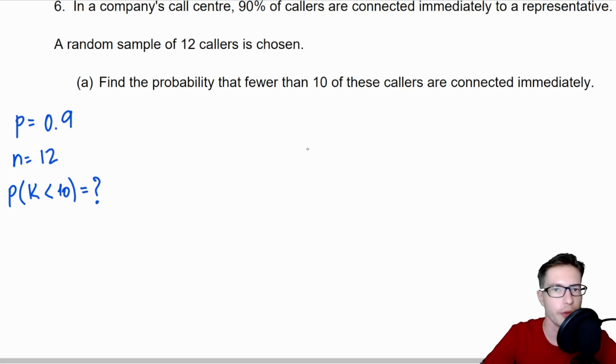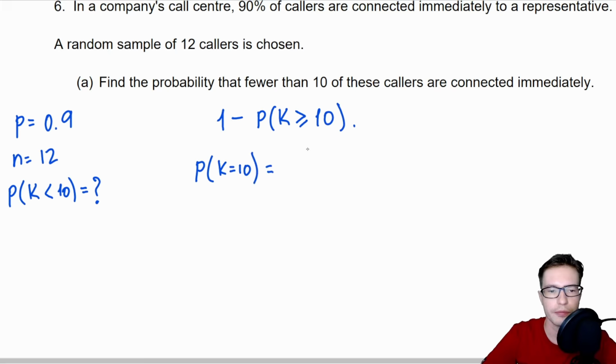Now, that can happen in many ways. k could be equal to 1, 2, 3, 4, 5, and so on. So it's much easier to calculate the probability of the opposite event and subtract it from 1. So it's going to be 1 minus the probability that k is bigger than or equal to 10. And that can happen in 3 ways. k could be equal to 10, 11, or 12.